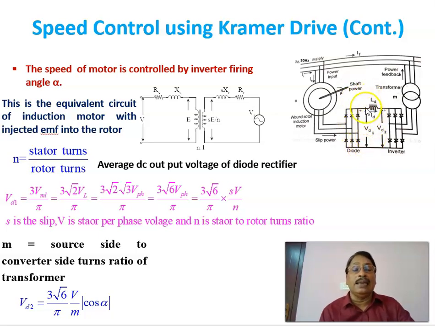And there's a linking inductor that is connecting between the rectifier and inverter. Therefore by controlling the firing angle of this inverter, you can control the power injected into the grid through the transformer. That is done in Kramer drive system.